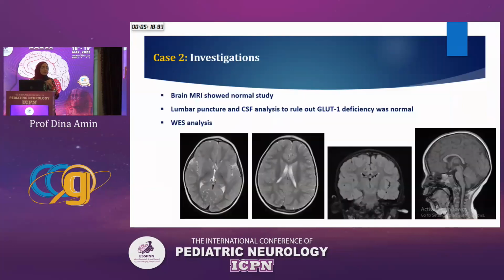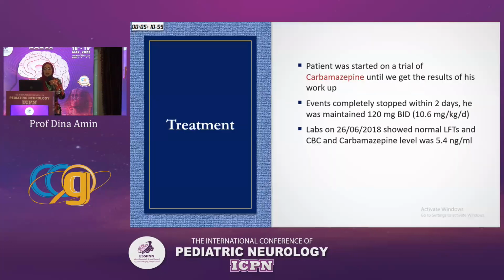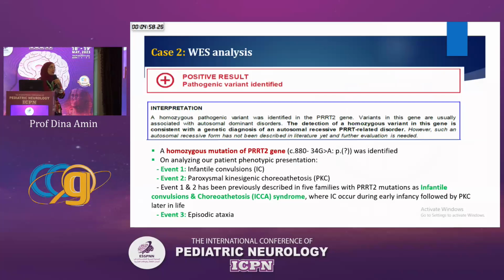Okay, so this is his brain MRI, completely normal. Lumbar puncture and CSF analysis to rule out GLUT1 deficiency were normal. WES analysis was requested, but for the sake of time, until we got the results, I started him on a low dose of carbamazepine, and it was like magic. All the movements stopped, and the child was movement free. I don't know how to express how really happy the parents were with this effective treatment.